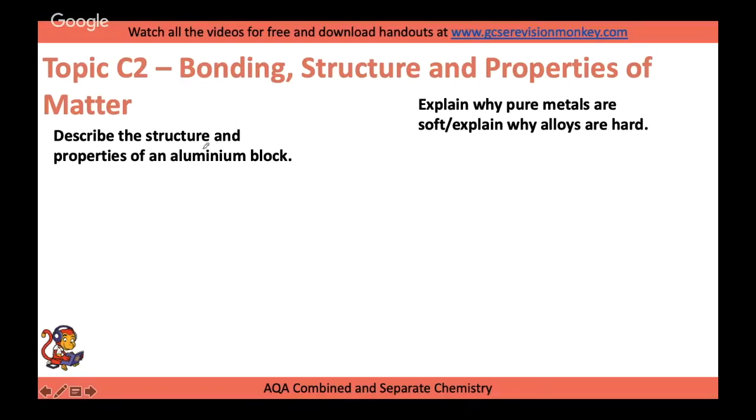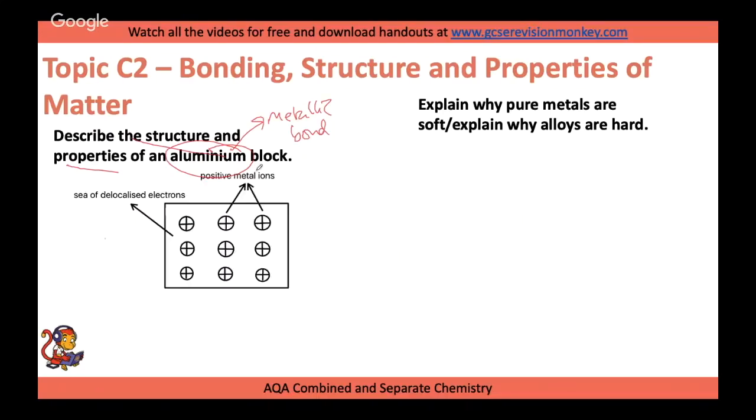So let's look at the structure and properties of an aluminium block. Could be any metal, but they're just asking you about metallic bonding here. So with metals, we've got a sea of delocalized electrons and regular arrangement of positive metal ions.